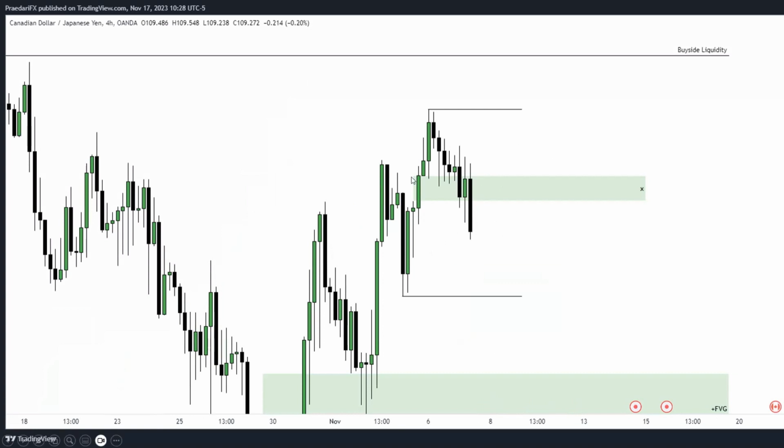This is the 4-hour, and as you can see, this fair value gap is failing, this discount array, and we're not really finding any sensitivity at this order block as well. We're basically in the middle of our dealing range. So from here we could either still go up or we can make a run for the sell stops.